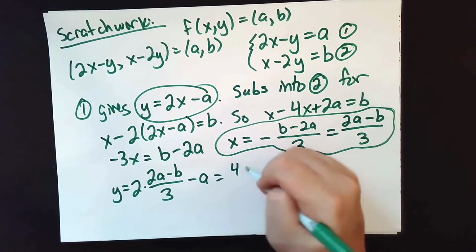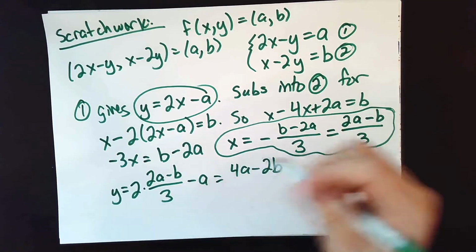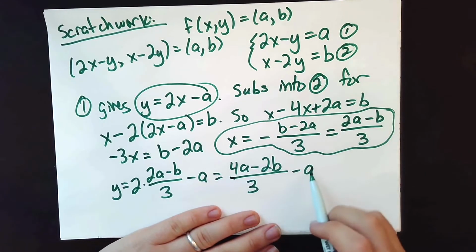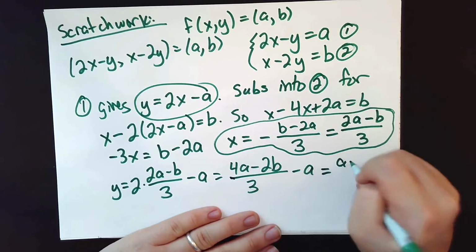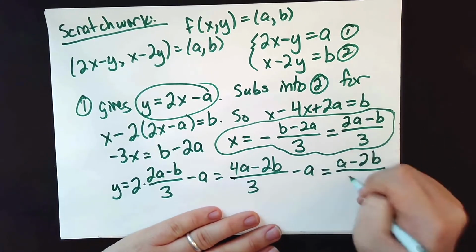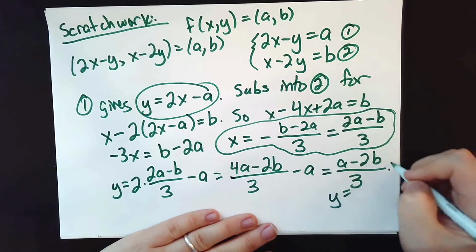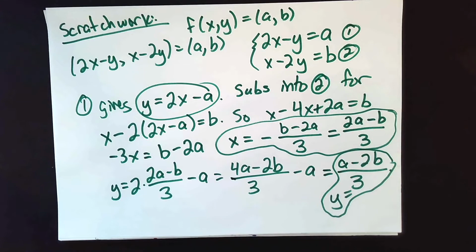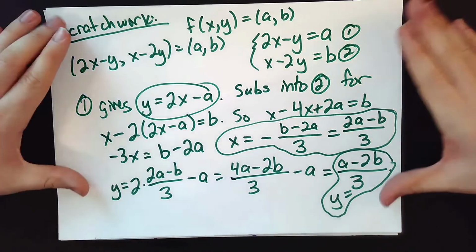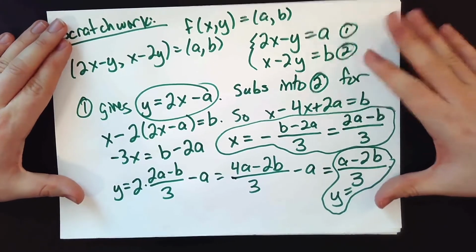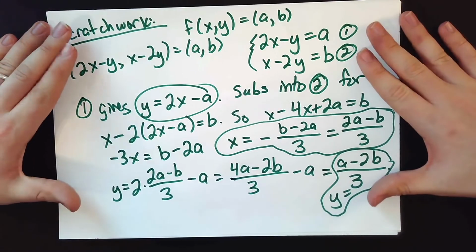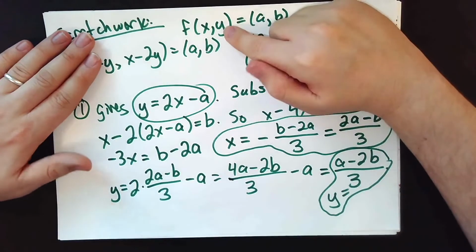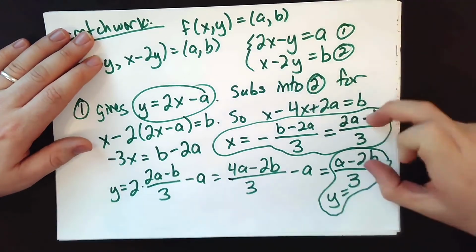So this is 4a minus 2b over 3 minus a. A is 3a over 3, so this is a minus 2b over 3. So that's supposed to be my y. I say this a lot lately, but I just want to remind you, in this scratch work, what we've actually proved is the exact opposite of the thing we want to prove. Namely, what we've actually proven here is if there's a solution to this equation, this is the solution.